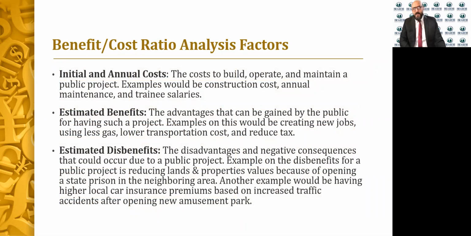All right, now let's take a look into the factors. What are the factors that we use in this chapter? Some of these factors are not new to you, however, some of them are new. Starting with the initial cost and annual maintenance and operational costs. These are not new to you. We've been dealing with this since the start of this course. So these are the costs to build, operate, and maintain a public project, such as the construction cost, annual maintenance, and trainee salaries. Estimated benefits are the advantages that can be gained by a public project for having such a project.